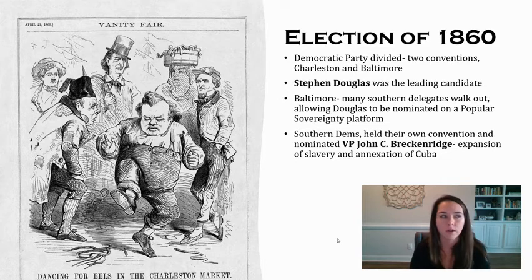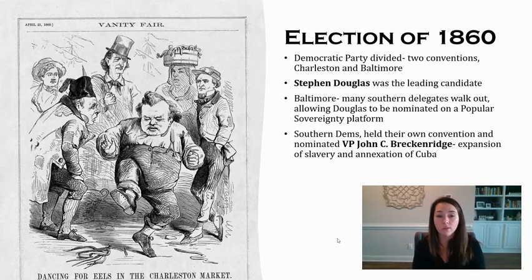And then they're also really worried about the Republicans winning, and they want to make sure that their interests are being addressed within the Democratic Party. So Stephen Douglas is the most experienced leading candidate. He did really well in the Illinois Senate race, and so going into the convention in Baltimore, Maryland, he's the guy. However, Southern delegates walk out of the convention because they don't want anything to do with popular sovereignty.